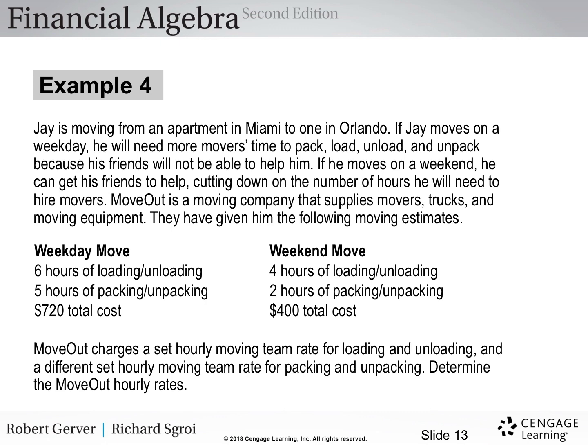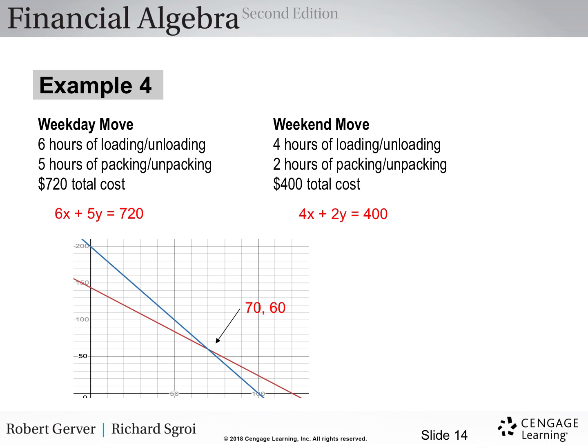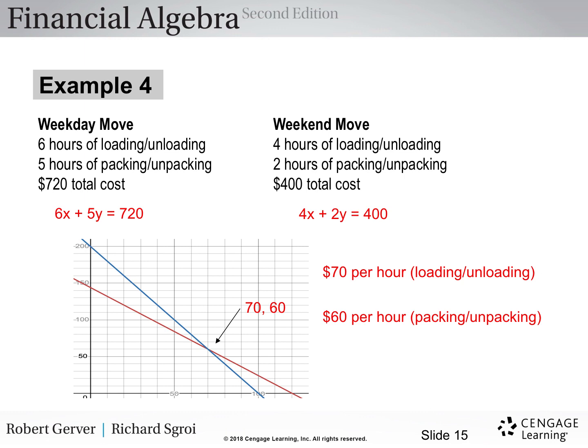So we need to determine the move-out hourly rates. Now, using the two rates here for weekday and weekend, we come out with 2 equations here. And if we plot them again using decimals, we come out with an intersection where x is equal to 70 and y is equal to 60. Well, what does that mean? That means basically that the moving company is charging $70 per hour for loading and unloading and $60 per hour for packing and unpacking.